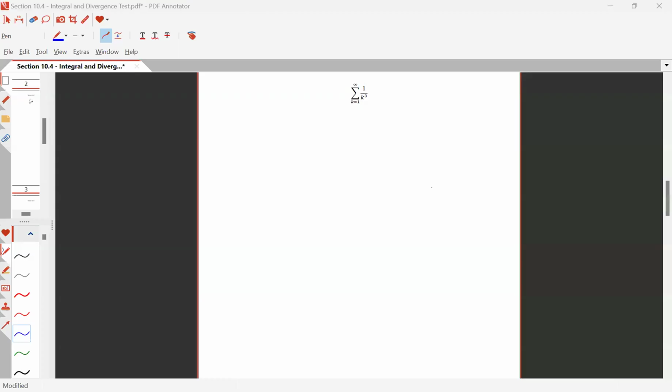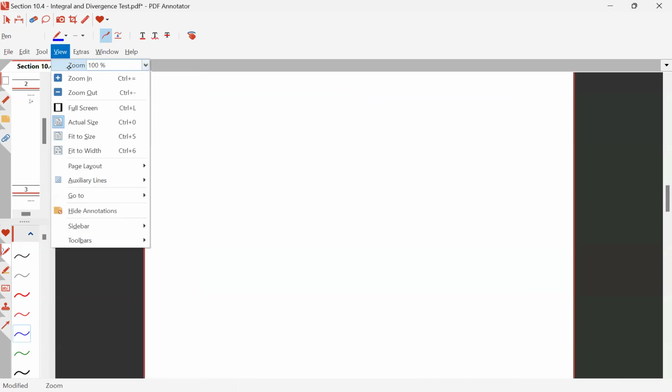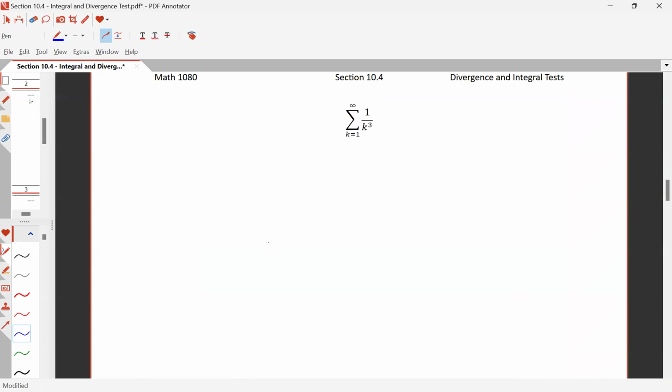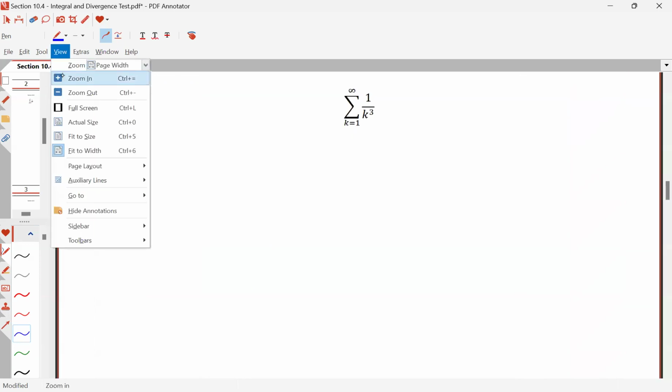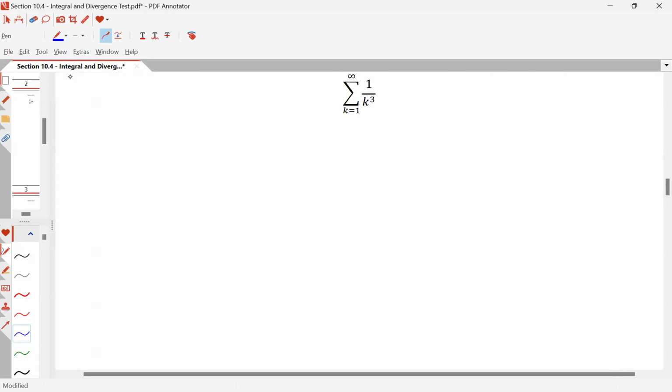Hello, in this video, we're going to take a look at another example of the integral test. So we are looking at the series k equals 1 to infinity of 1 over k cubed. And this means the function we need to check the properties about is the function 1 over x cubed, or x to the negative 3.